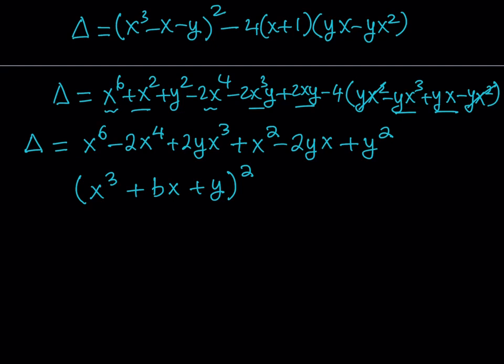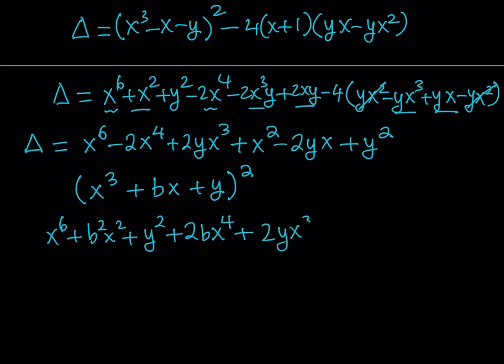So if I square the second expression, I get x to the 6th plus b squared x squared plus y squared plus 2bx to the 4th plus 2yx cubed plus 2bxy. All right, that's going to be my expression. And I'd like to set this equal to the original one.